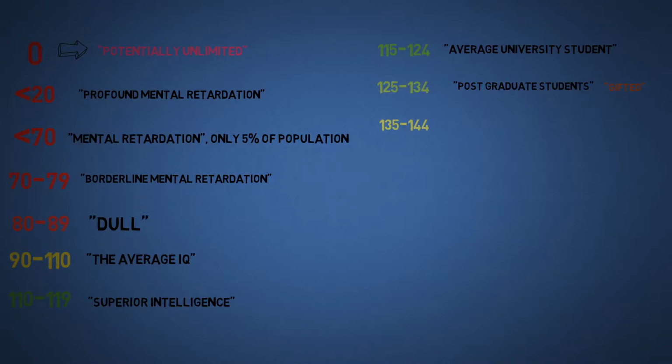135 to 144 is noted as highly gifted. This category of people are named intellectuals. Now, anything above 140 is listed as genius, so these next IQ scores are far above average, and if you score one of these, you should be seriously impressed.